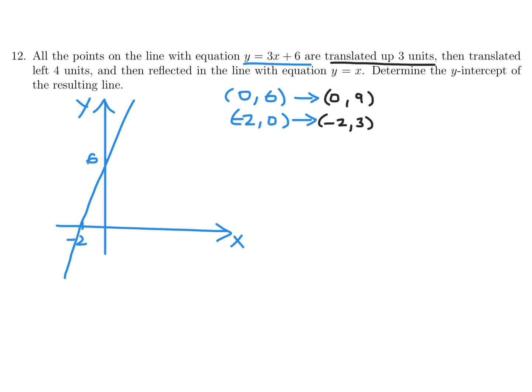Then translated left 4 units. So that means the x-coordinate is going left 4. So we've got to subtract 4 from the x-coordinate. So that would mean this is going to (-4, 9). And this would be (-6, 3).